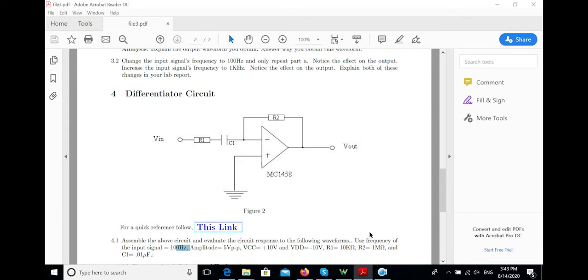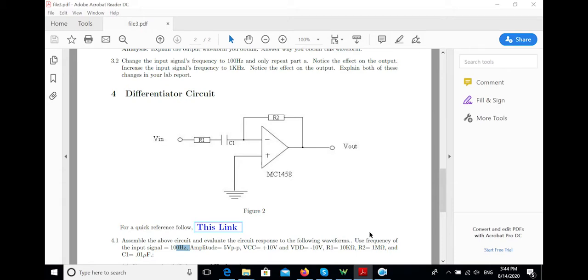The next part of the question, 3.2, is asking you to change the frequency to 100 Hertz and 1 kilohertz and notice the effect. So there's nothing special here to do. You just need to change the frequency in Waveform software and see the effect and explain it.